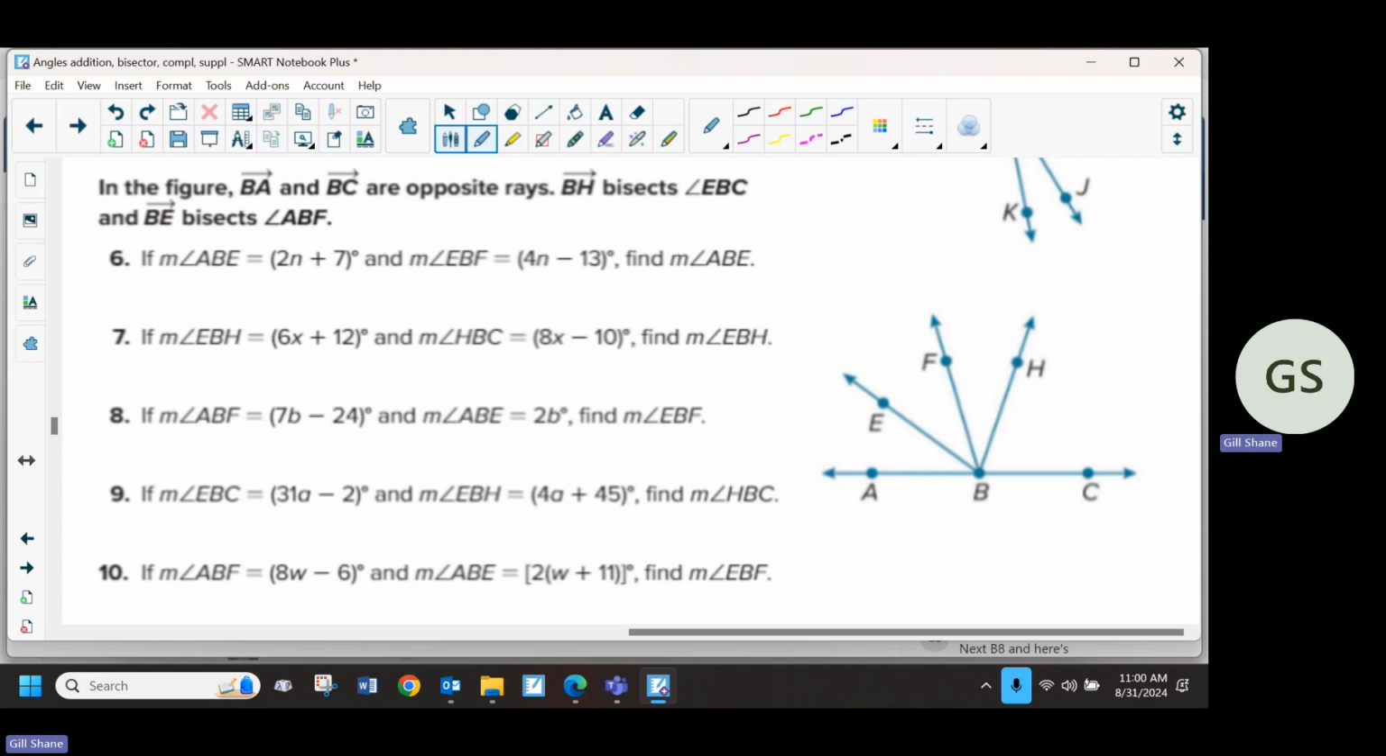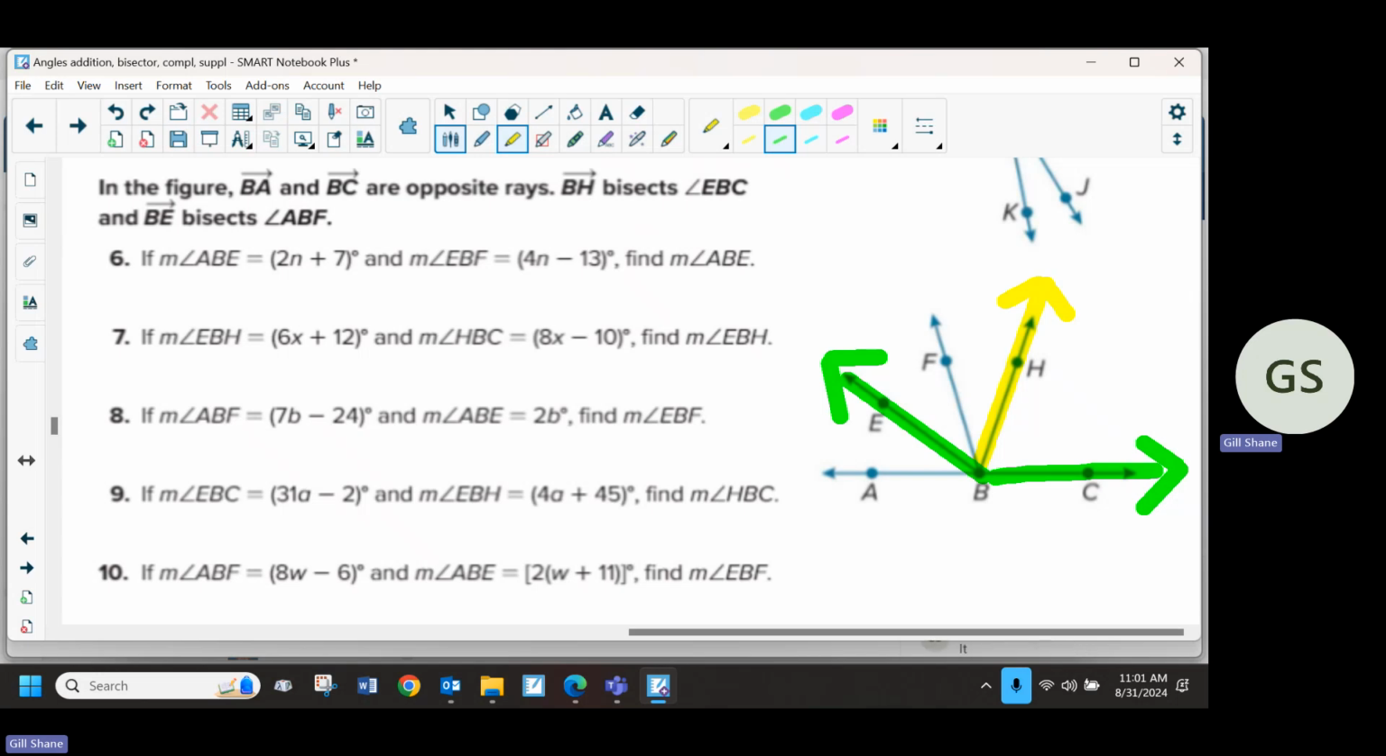Next, BH. So here's a big one. BH bisects, and I'm going to highlight this for sure. You'd use colored pencils if you have them. Highlighter, I guess, works. BH, that line right there, that ray technically, bisects EBC. Remember, you just follow the order of the points in order to know which angle they're talking about. EBC. So I know that yellow line bisects those two green lines.